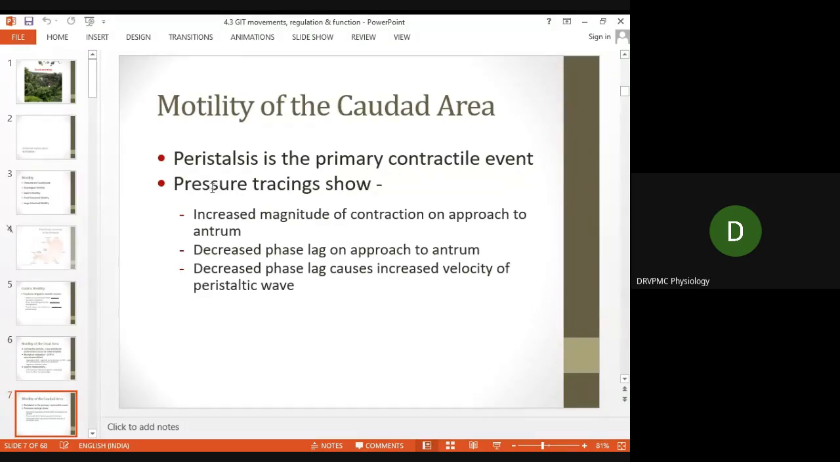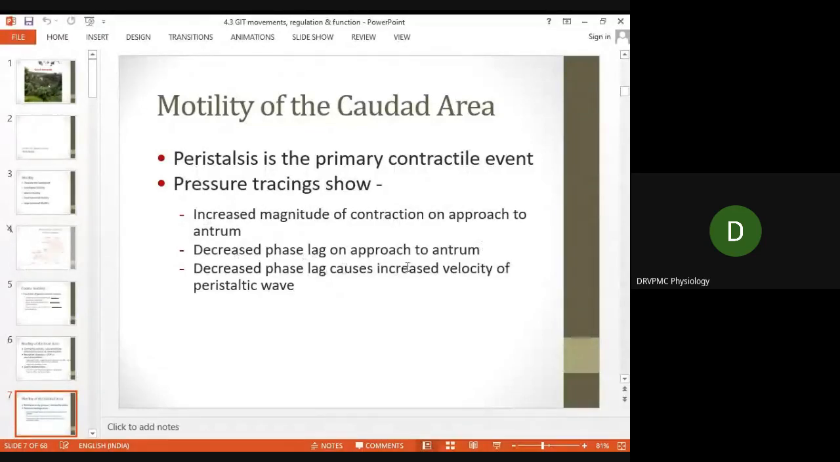Okay. Peristalsis, the pressure tracing shows that there is increased magnitude of contraction on approach to the antrum. When the food comes, the peristaltic contraction comes, there is more pressure. If you monitor the pressure in the stomach, it is seen that there is increased magnitude of contraction when the food approaches towards the antrum, and there is decreased phase lag on approach to the antrum.